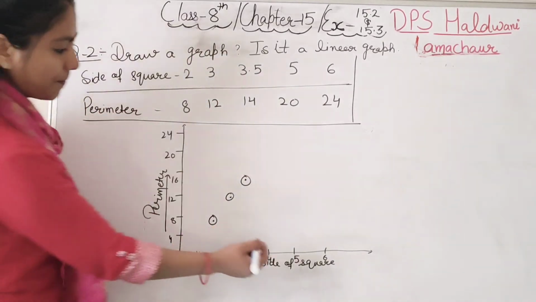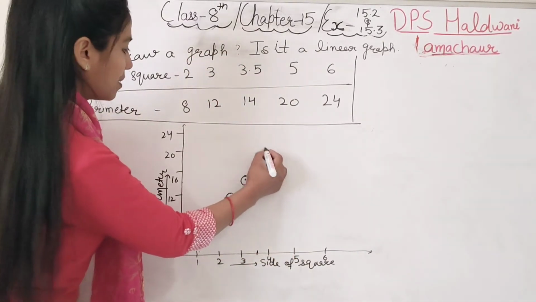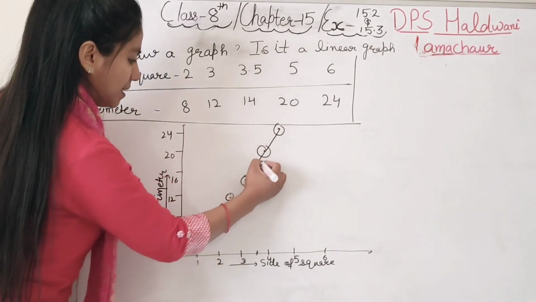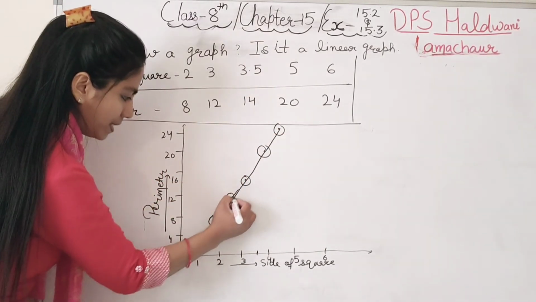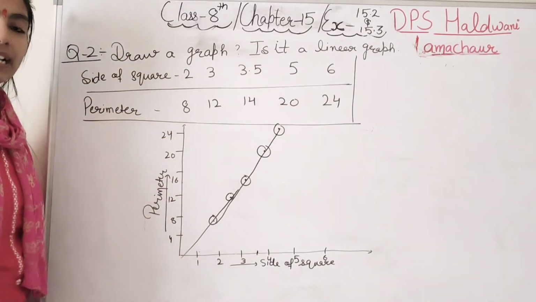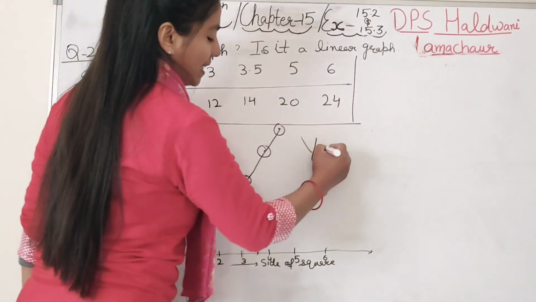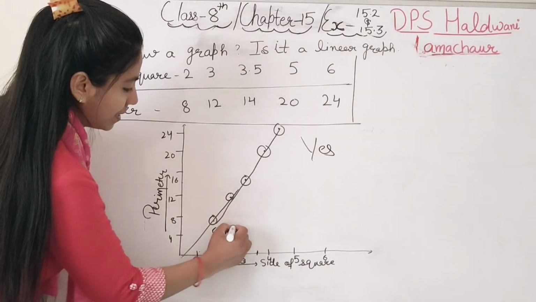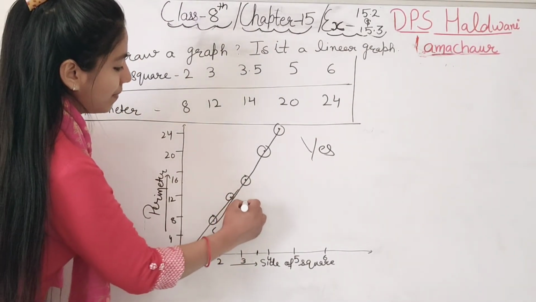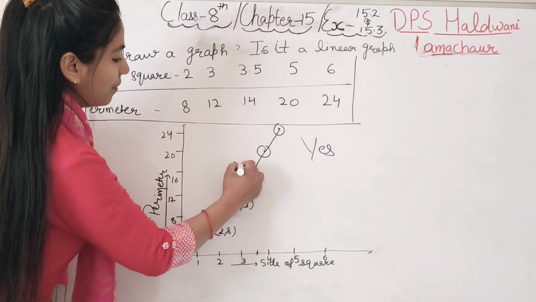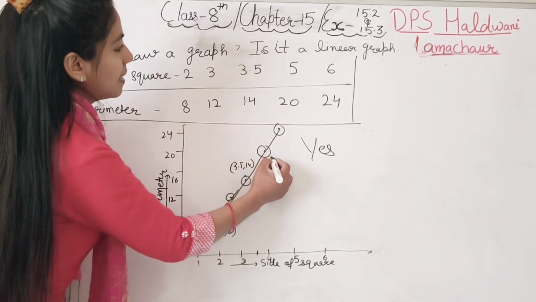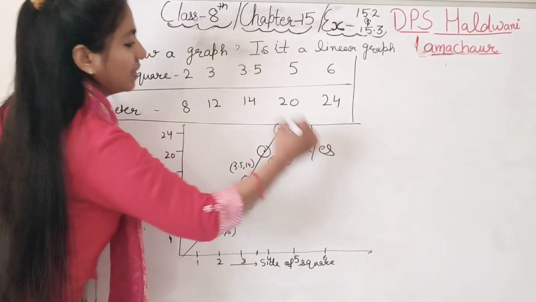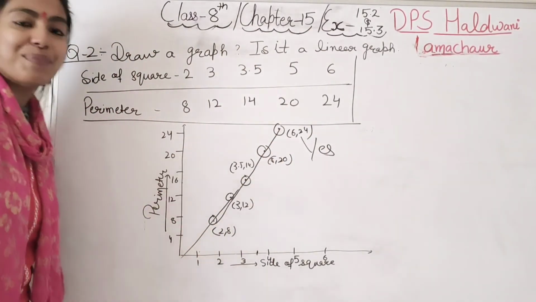Now 5, 20. Here is 20 and 6 is 24. So as you can see, student, when we join these points, yes, it is a linear graph. So you will say, yes, it is a linear graph. You can write down the coordinates also. 2, 8. This is 3, 12. This is 3.5, 14. This is 5, 20. And this coordinate is 6, 24. Right, student? Very simple question, no?